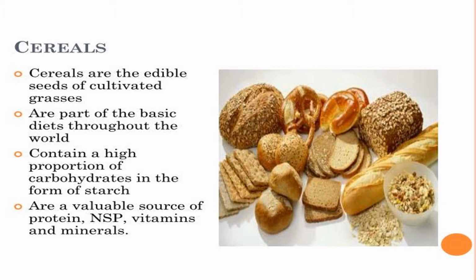Now they are part of the basic diet throughout the world, and it's a huge part of our diet here in Guyana. They contain a high proportion of carbohydrates in the form of starch. Carbohydrates have three forms: sugar, starch, and celluloses. And cereal grains contain a high proportion of carbohydrates in the form of starch. They're a valuable source of protein as well, non-starch polysaccharides, which is NSP, vitamins, and minerals.